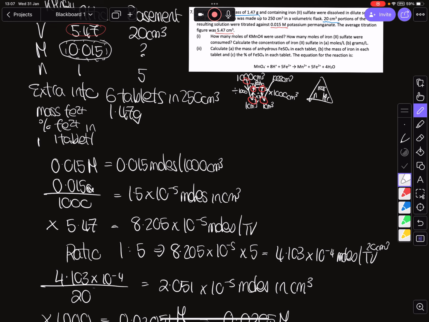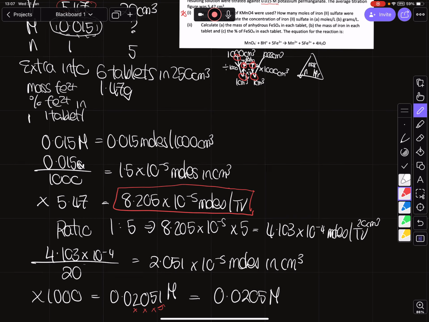So it says we're looking at part 1 here. How many moles of KMnO4 were used? So that is our number of moles at our end point, at our titre volume. So that is going to be this number here, 8.205 by 10 to the minus 5. How many moles of iron 2 sulfate were consumed? So this is after we've used our ratio. So this is the moles of iron 2.